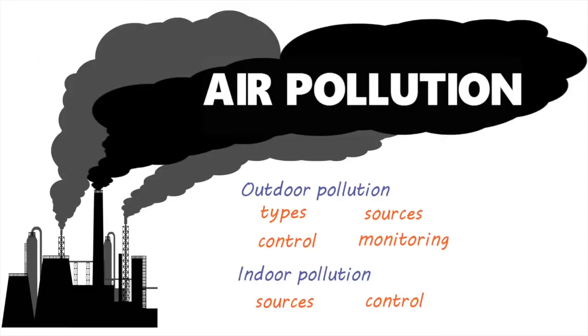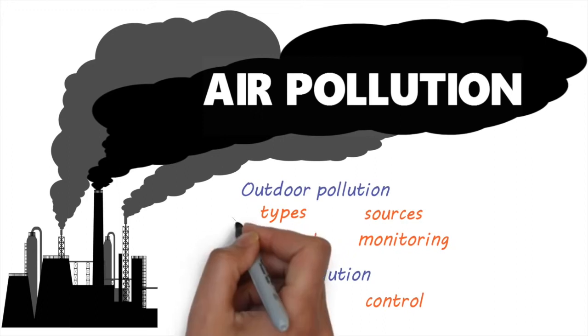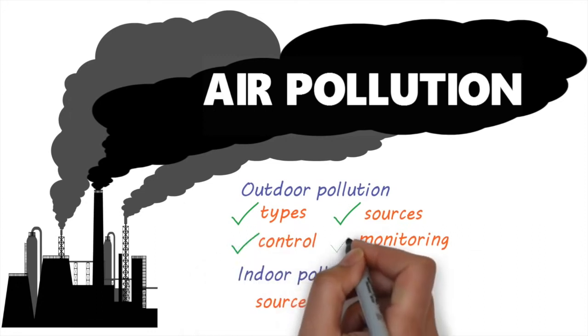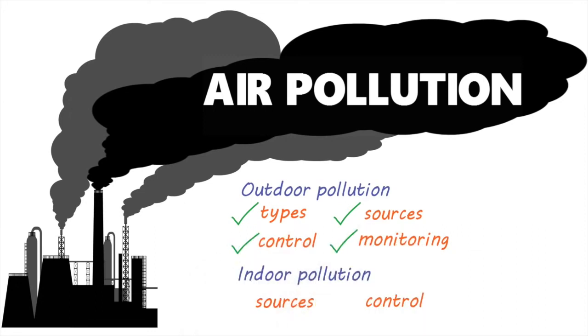So that's a look at air pollution, an important public health issue. We've had a look at outdoor air pollution, different types of pollutants and their sources, ways to reduce pollution, and how air quality is monitored. We've also talked about indoor air pollution, why it's a problem, sources of pollution, and ways to reduce it.